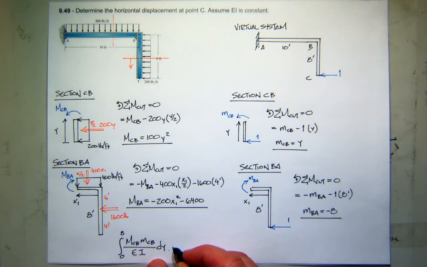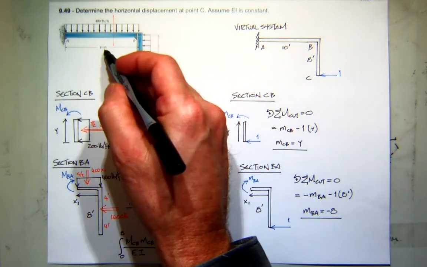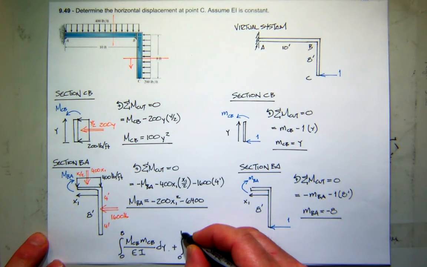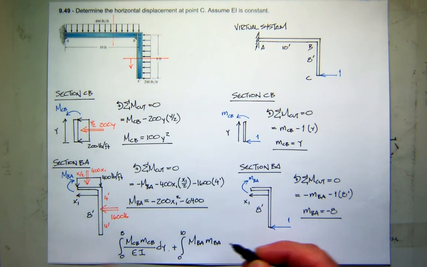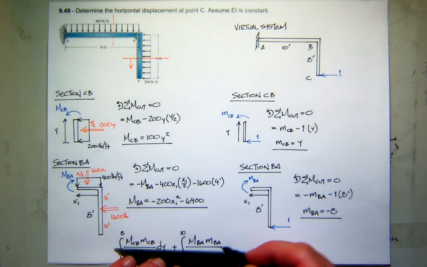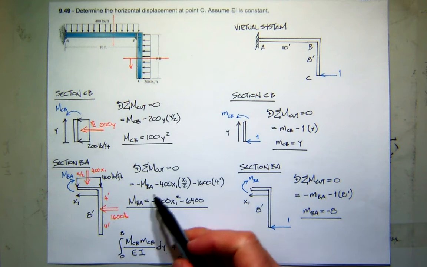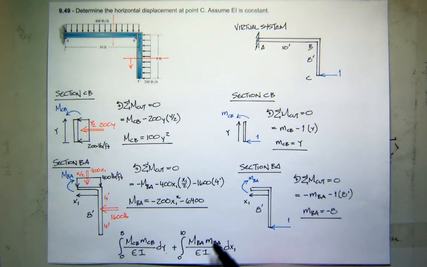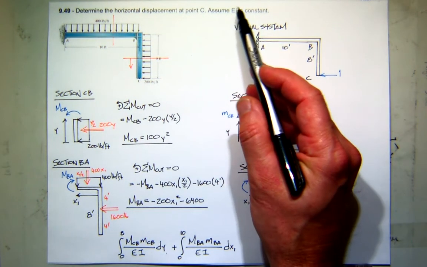And then I'm going to add to that section BA. We're going from B to A, which is 10. So that'll be an integral from 0 to 10 of the real moment in BA times the virtual moment in BA divided by its value of E and I. And that's integrated dx1. I just have to put these values in those positions, do the integration, evaluate it, answer. In this case, I didn't give you a value for EI, I just said it was constant.